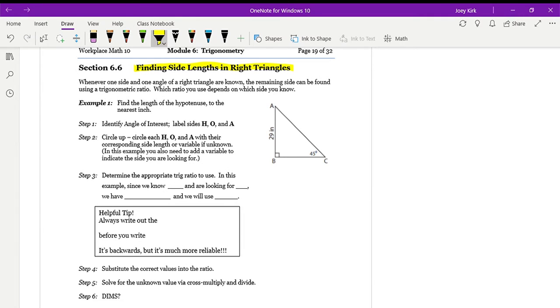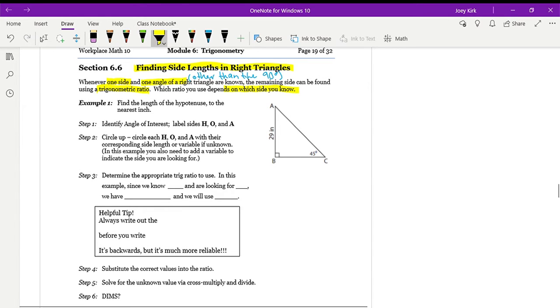And pretty much you can do this whenever you know one side. You have to know one side and you have to know one angle, and that angle has to be other than the 90 degrees, obviously. So if you just have one side and the 90 degrees, that doesn't work. But if you have one side and one angle, you can find the remaining sides using a trigonometric ratio. And which trigonometric ratio depends on which side you know.